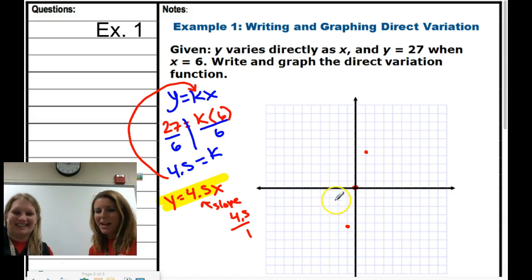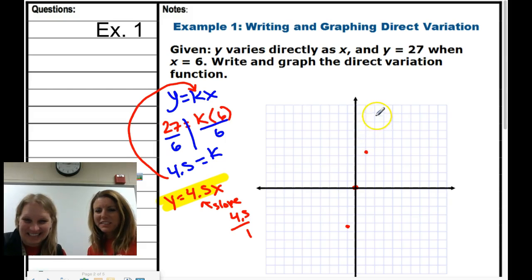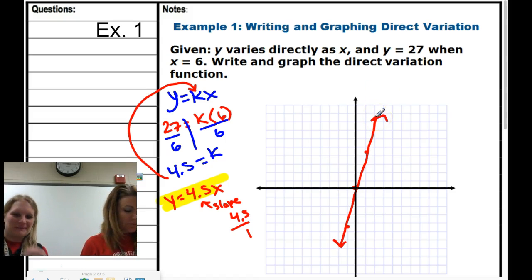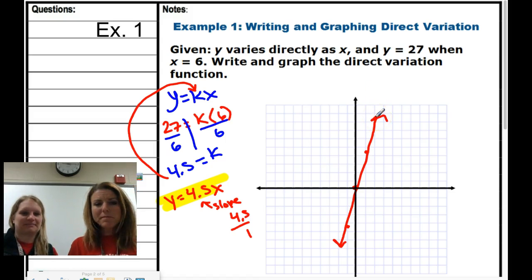Oh boy, I'm not going to be able to make that line. Let's see. Nice, close. That's it. That's all you're doing. Oh, that's easy enough.